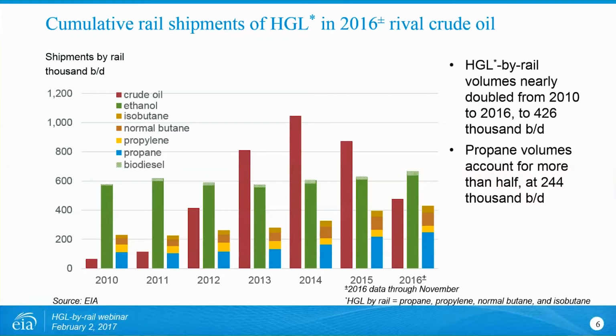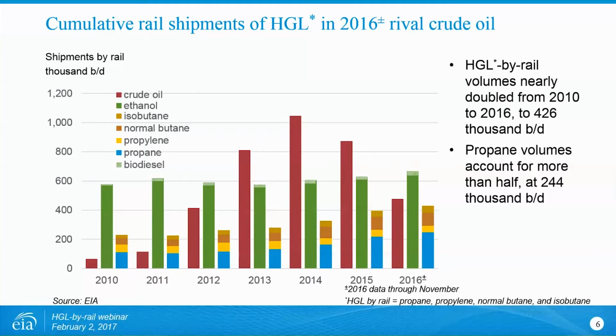So what you will see is that crude oil in 2010, of course, came from very minor quantities, peaked in 2014 at over 1 million barrels a day. And in 2016 through November, we are now looking at about 480, I believe, 1,000 barrels on average over the course of the year, through November, of course.